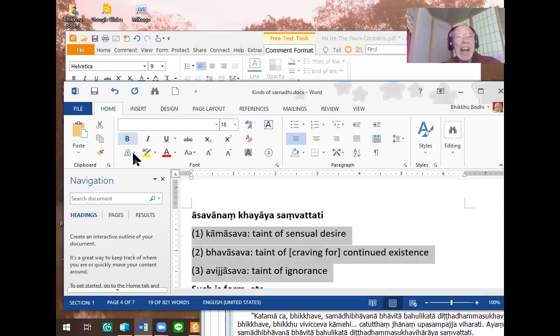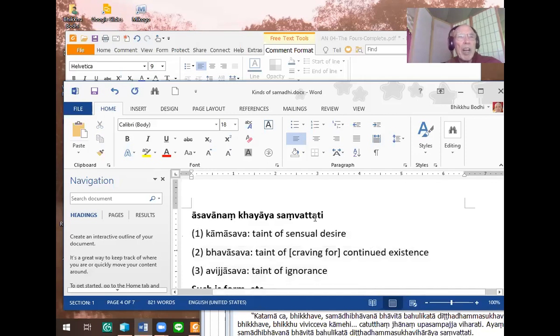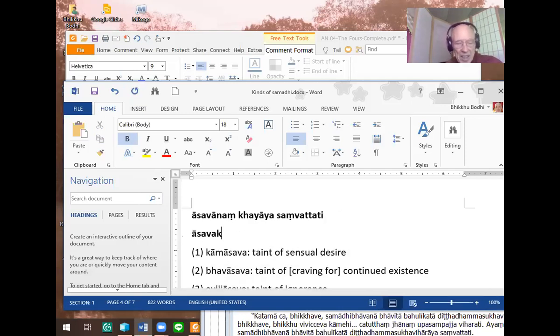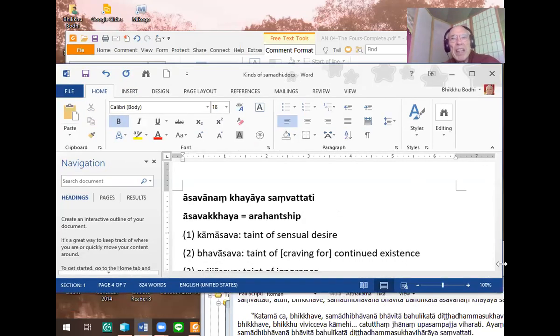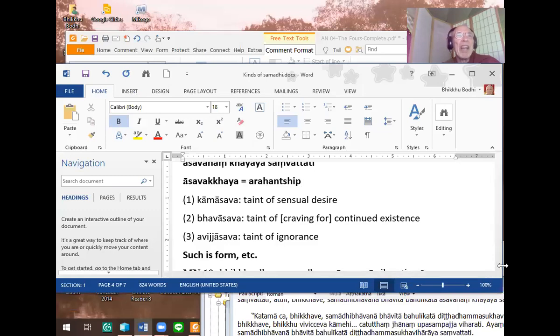And so the ultimate task for the follower of the Buddha Dharma is to attain asavakkhaya, the destruction of the asavas, and that's equivalent to arhatship. So that's achieved with the realization, the attainment of the fruit of arhatship. And so what is the particular development of concentration that leads to the destruction of those asavas?